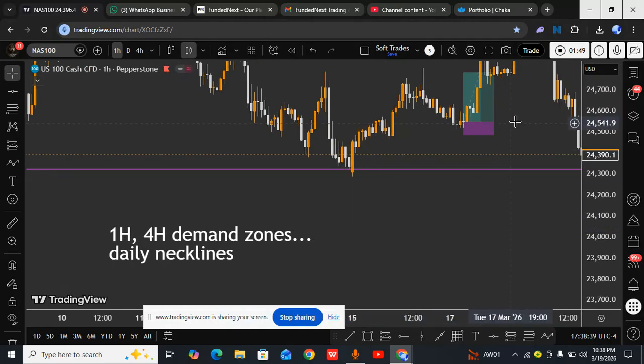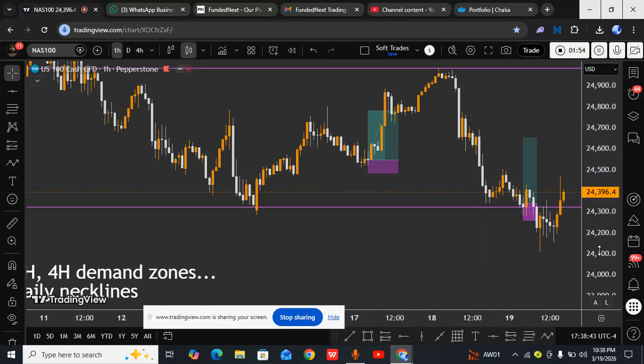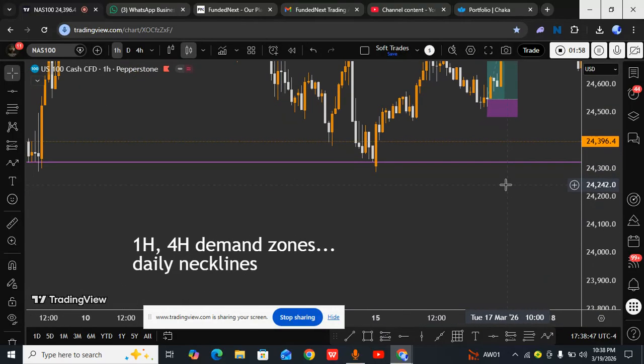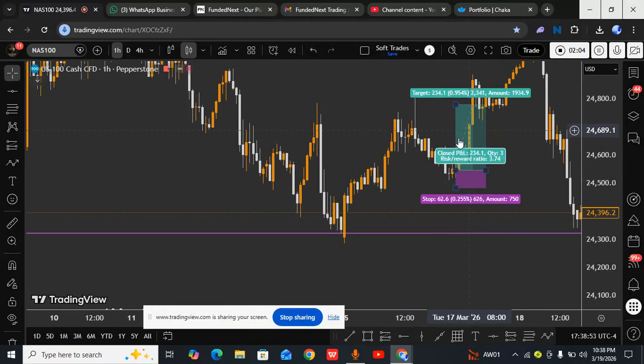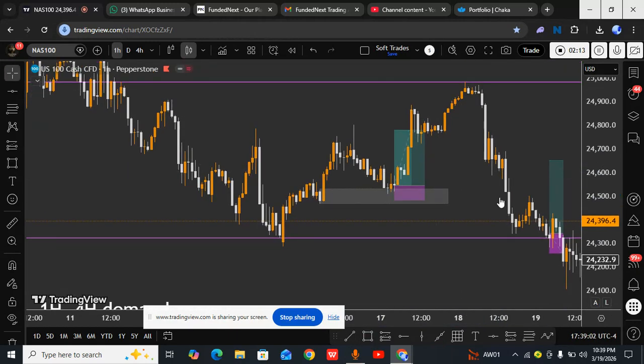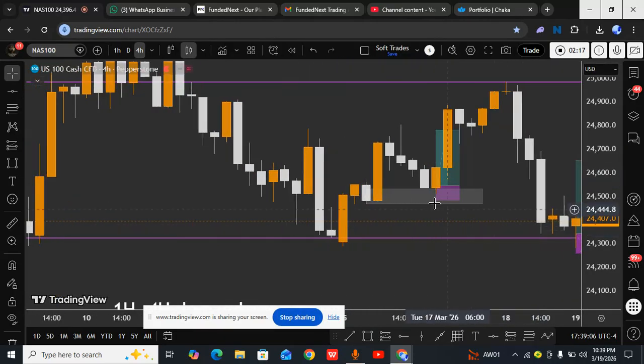What I used for this first one that played out was a 1 hour demand zone that aligned with a 4 hour demand zone. Let me show you what I mean. When price was retracing, we had a demand zone at this level. If I go to the 4 hour time frame, you see that this is also a demand zone.